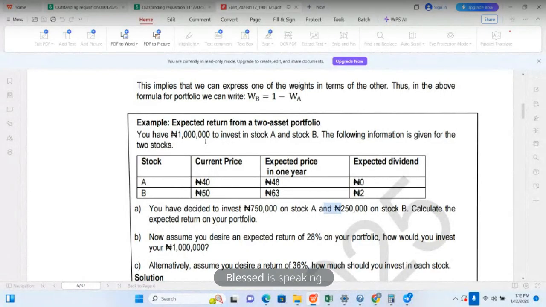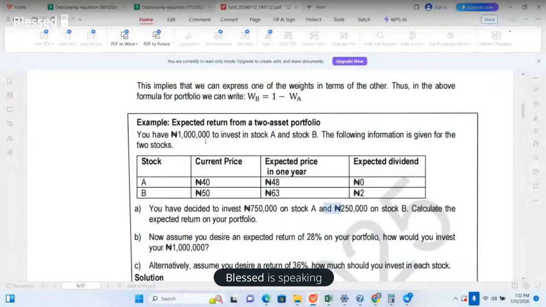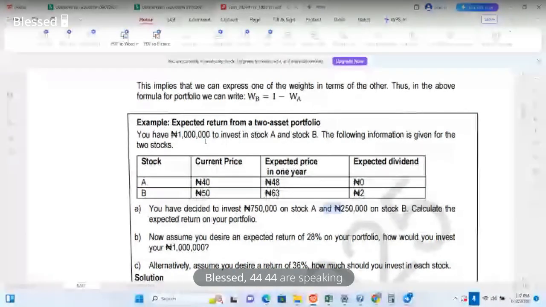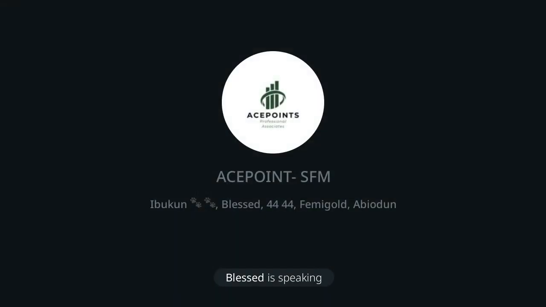We have said the other time that the expected return of the portfolio is WA times RA plus WB times RB. WA means weight of A multiplied by return of A, weight of B, return of B. So we will first calculate the weight of A, then the weight of B. After then we calculate the return of A, then the return of B. After we have calculated all these parameters, we put those answers inside our formula. Then we get our expected return.